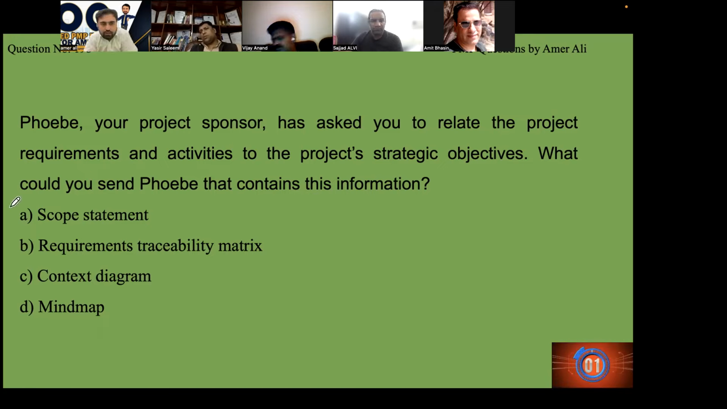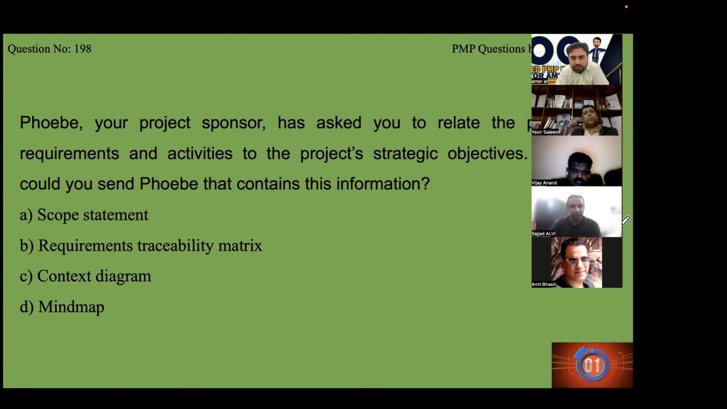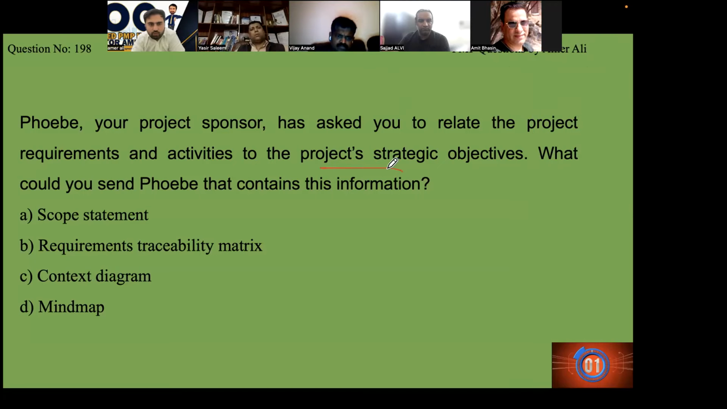Acha, what could you send to Phoebe that contains this information? Phoebe, the project sponsor, has asked you to outline the project requirements and the strategic objectives. What could you send? Scope statement just tells you what the scope of the project is. Context diagram shows the relationship between the input and output. Mind map also shows a relationship. Requirement traceability matrix basically maps you from start till end.